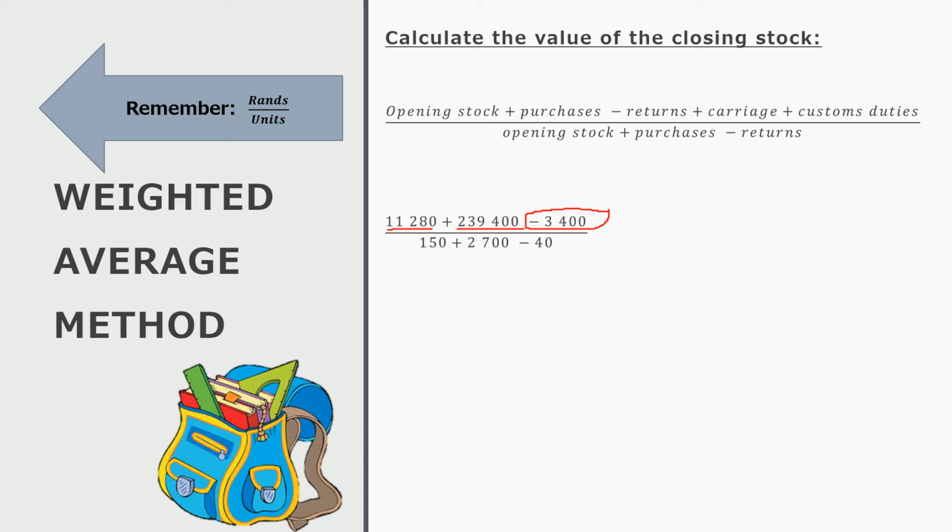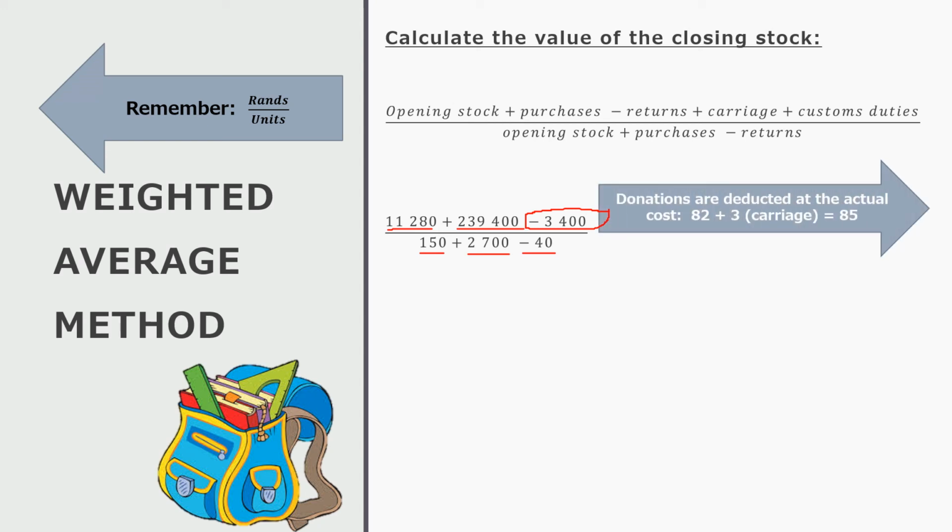It's gone. Then over units, obviously the 150 is the amount that we had in stock at the beginning of the year. Then we're going to add the total purchases. So how many units did we buy during the course of the year? That was 2,700. And then we minus, these are the donations in this case, not returns. Now very important that you must remember is the donations are deducted at the actual cost. The cost of the donations was 82 rand, the value of the stock that we have donated.